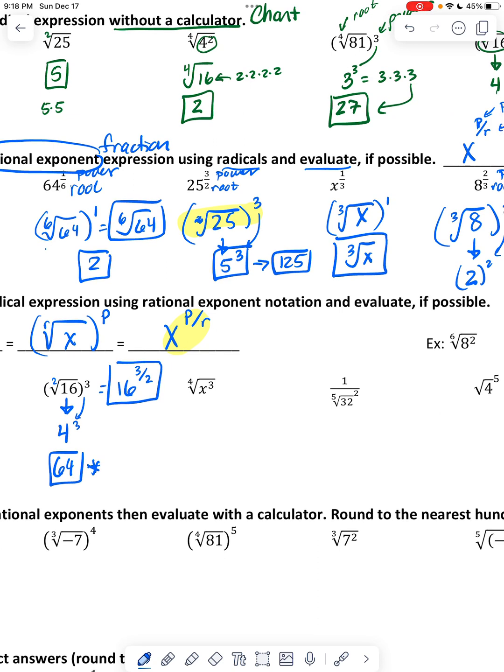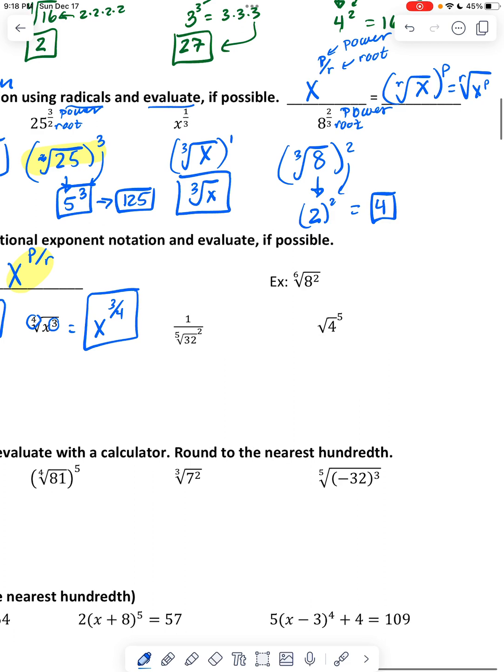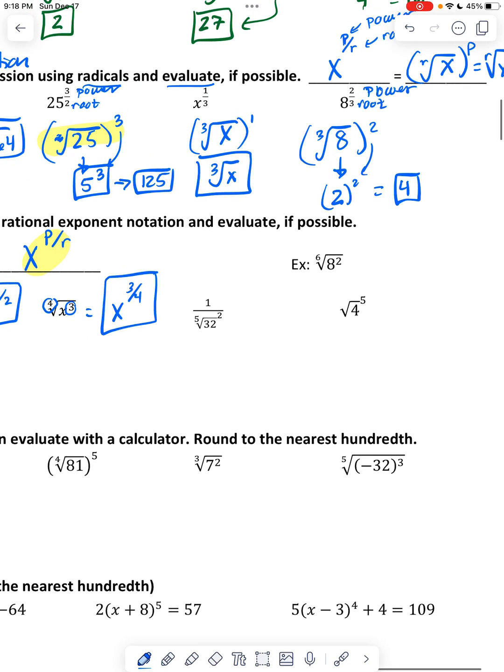All right, this one, again, I'm going to have my base. This is a power, so it goes on top. This is the root index, so it goes on the bottom, and I can't evaluate that one because it's just an X. Whoa, this bottom thing looks confusing. It basically is the same as having 1 over the 5th root of 32, that whole thing squared. That's what that's supposed to be showing you.